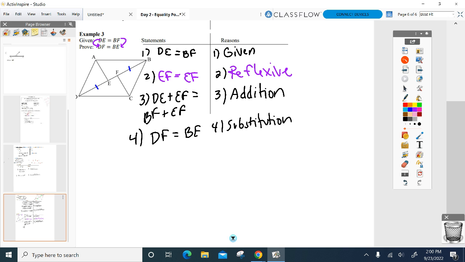NP equals 2, QR equals 2. So why does NP equal QR? Not by addition. Substitution, and we're done. So number 5 should only be 2 steps. Given, substitution. So I'm just warning you, not everything involves addition. Okay? All good? All right, get started. Let's get going. And remember, no answers on Classroom because I don't want you to copy them.